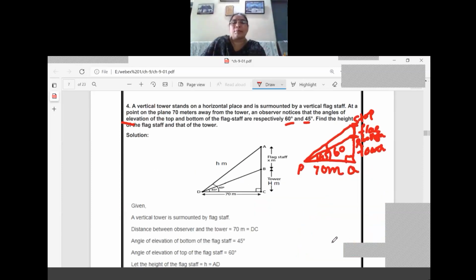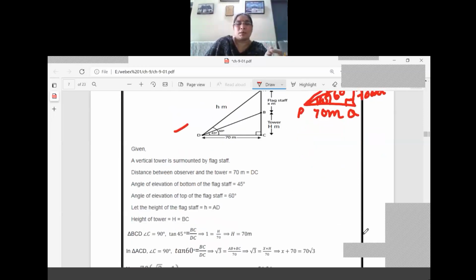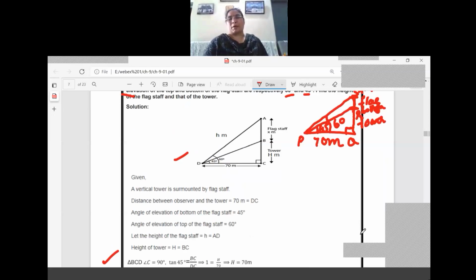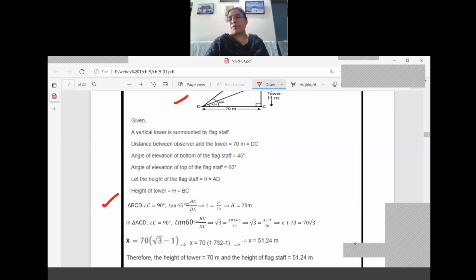So now let us see the diagram. The tan 45 and 60 angles are marked. Flag and tower are also marked. Tower height is taken as H, flag height is taken as X. So in triangle BDC, we have used 45. This is the first step. In triangle BCD, what is tan 45? Tan 45 equals BC by DC. Tan 45 value is 1. So 1 equals H by 70. That means the height of the tower we are getting is 70 by using just one trigonometric ratio, that is tan 45.